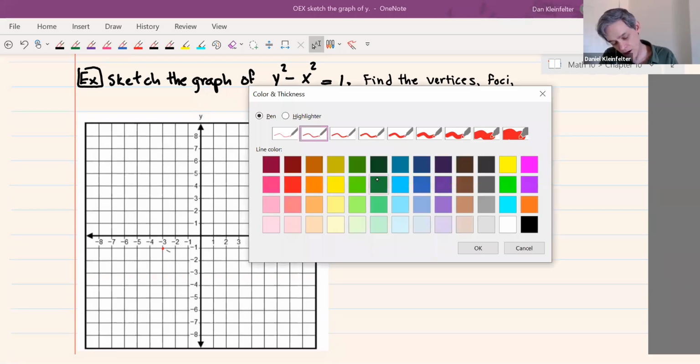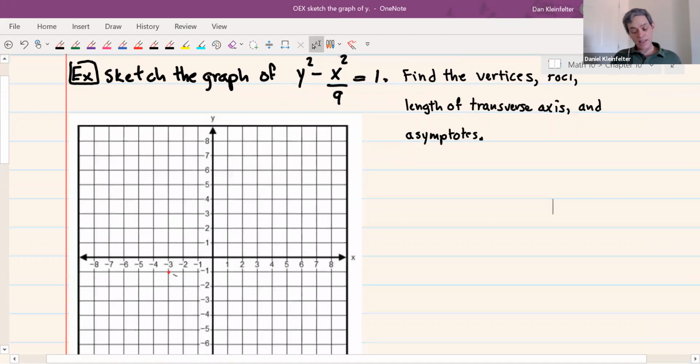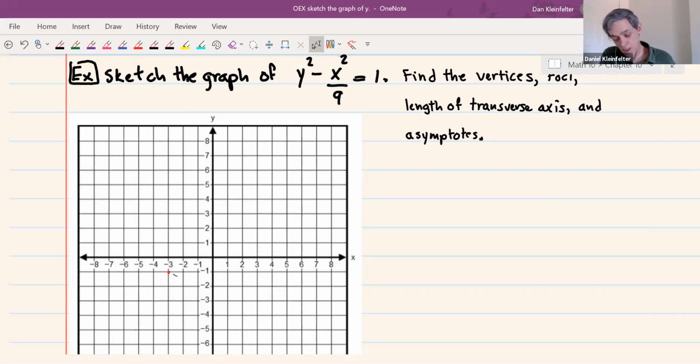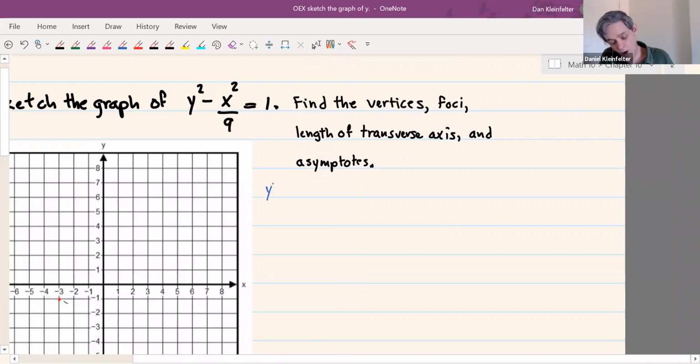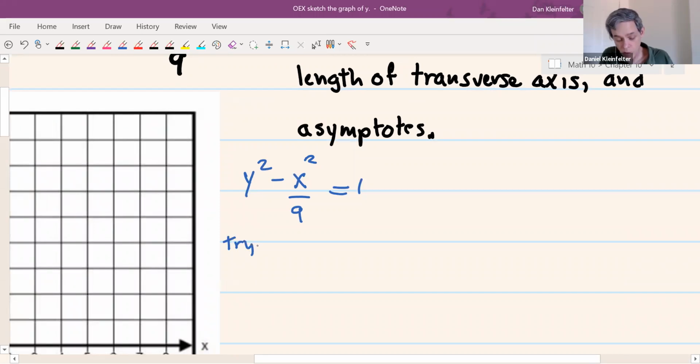All right, so let's get started on this. We're going to start by figuring out where the vertices are. This one is centered at the origin. All of these will be, for the time being, centered at the origin, so we want to figure out where the vertices will be. So let's take a look at our equation. We have y squared minus x squared over 9 equals 1. So to figure out intercepts, we need to think about whether x or y is equal to 0, and then what is the corresponding y? So for this one, let's try y equaling 0.